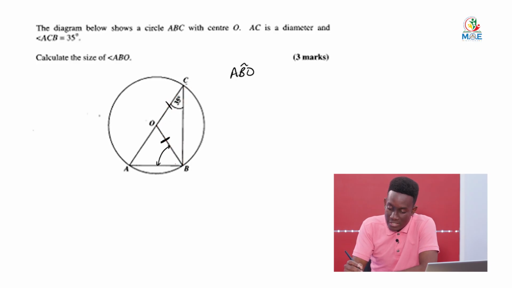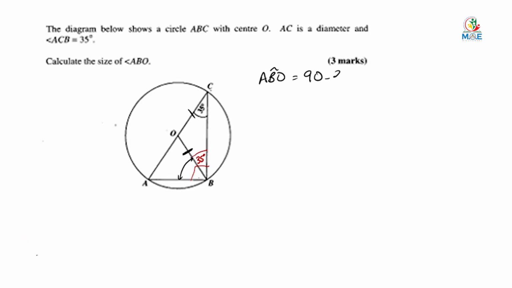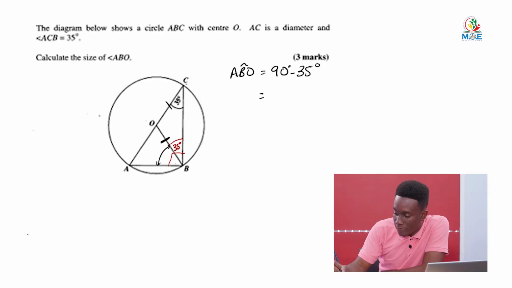And since here is 35 degrees, and it's an isosceles triangle so those two sides are equal, here will also be 35 degrees. If there is 35 degrees and we know this entire angle is 90, we can safely say angle ABO is equal to 90 subtract 35 degrees. So 90 subtract 35 would give us 55 degrees. So angle ABO is equal to 55 degrees, and that would be our answer.